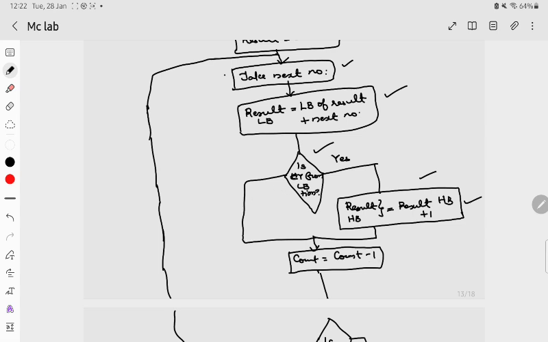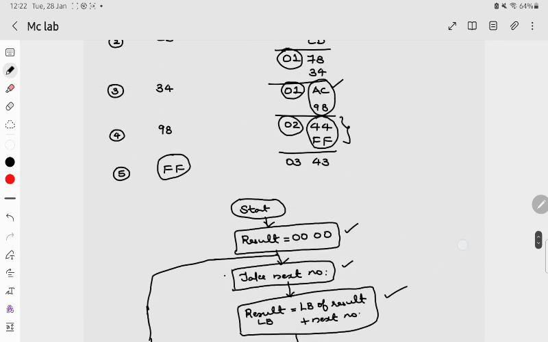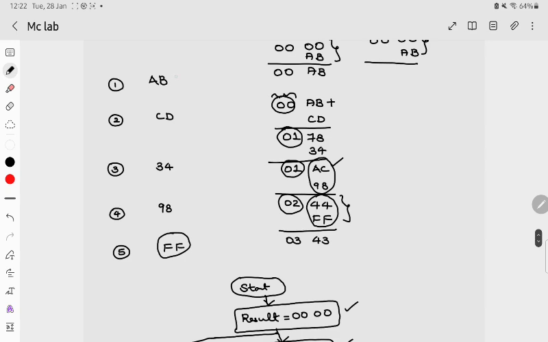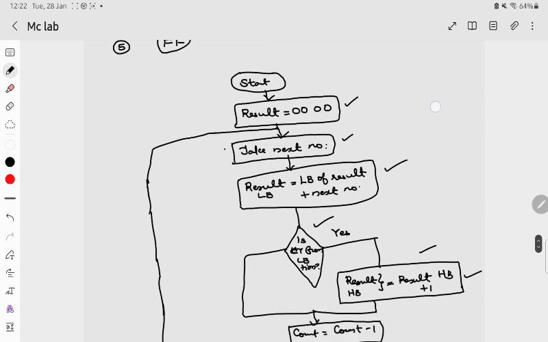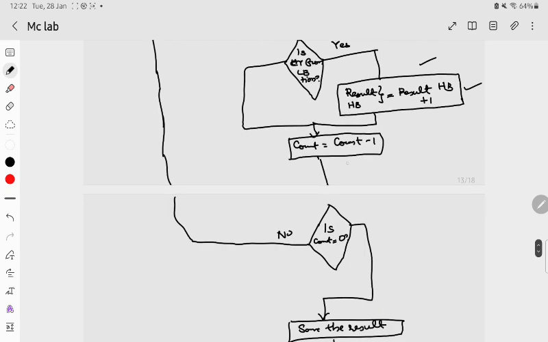The count gets decremented, because always when you are performing an operation using a series, your stopping condition will always be the count becoming 0. Now we have added one number AB, so 1 is subtracted. Now only 4 numbers we need to add, so count becomes count minus 1. Then we will check, is count equal to 0?